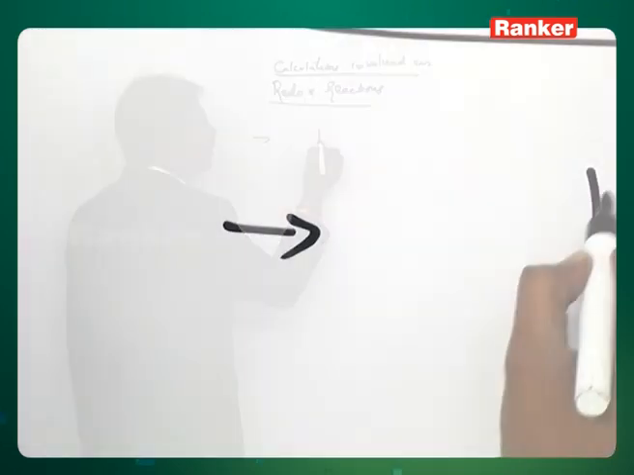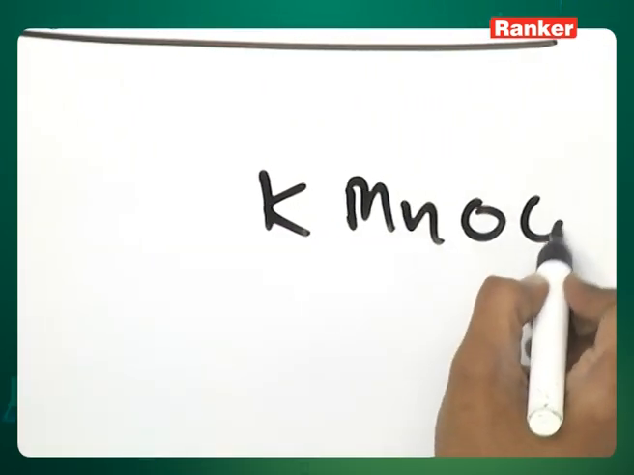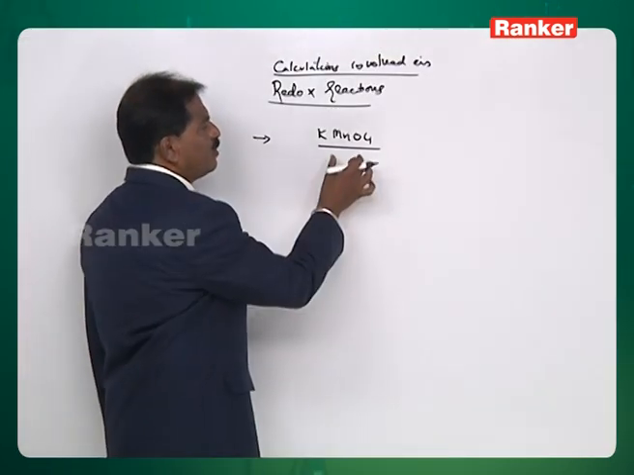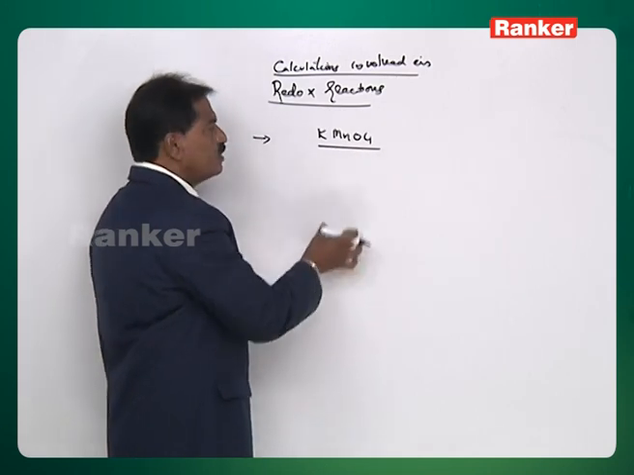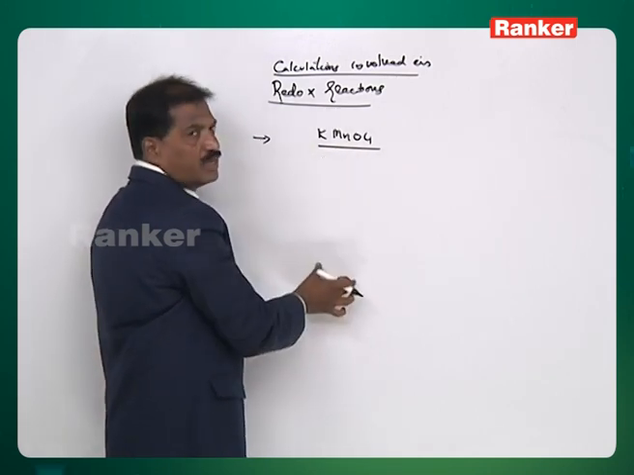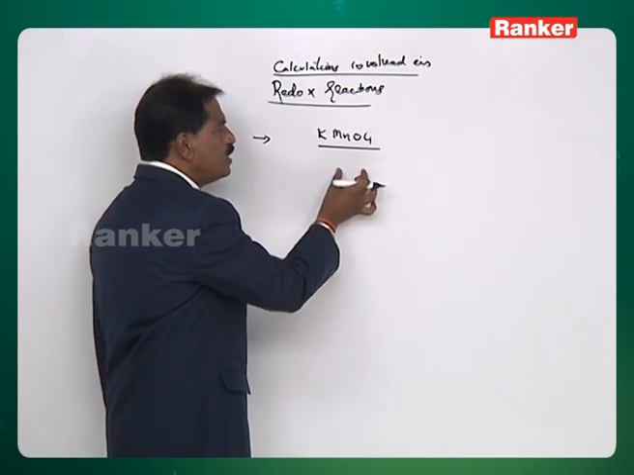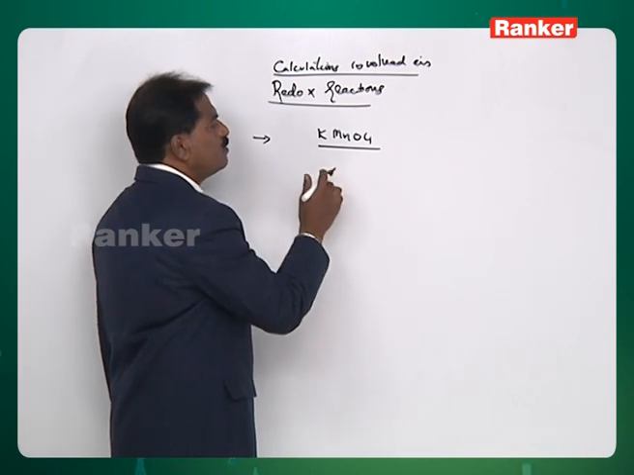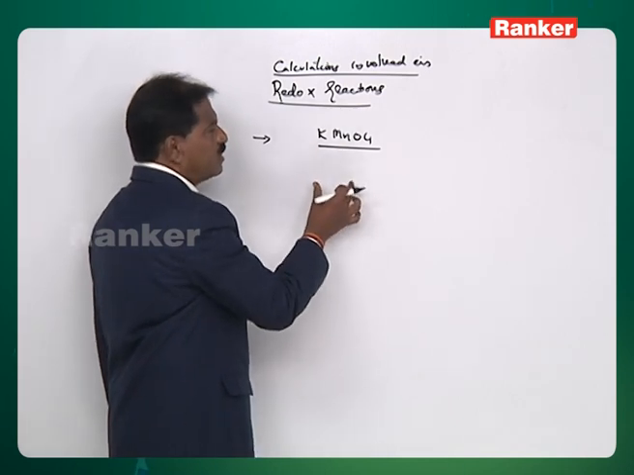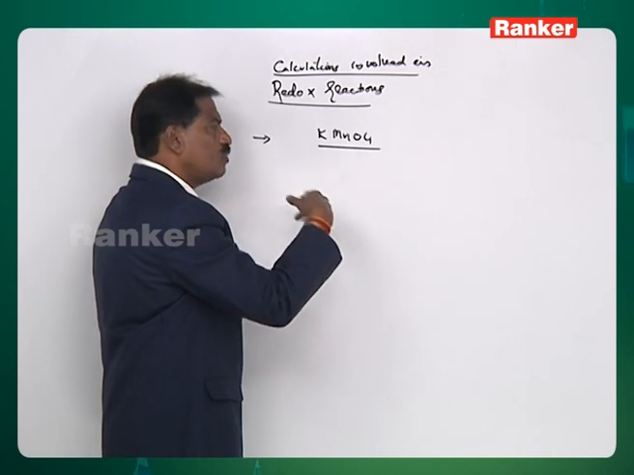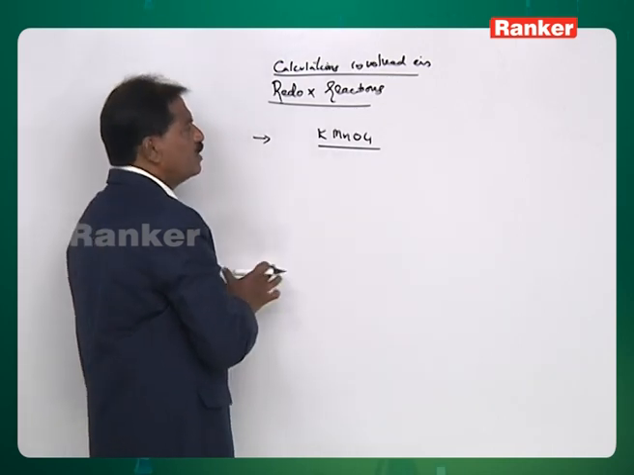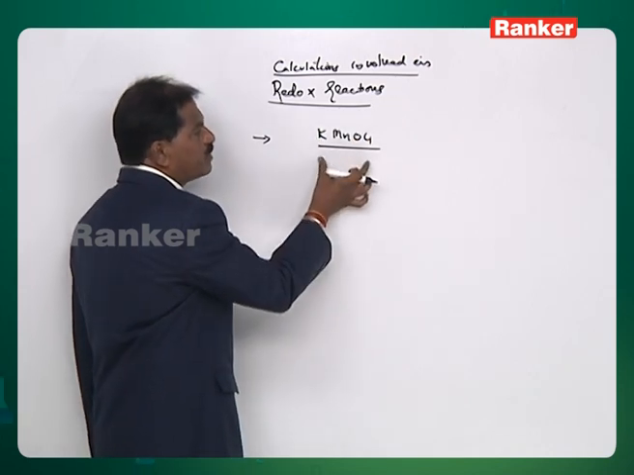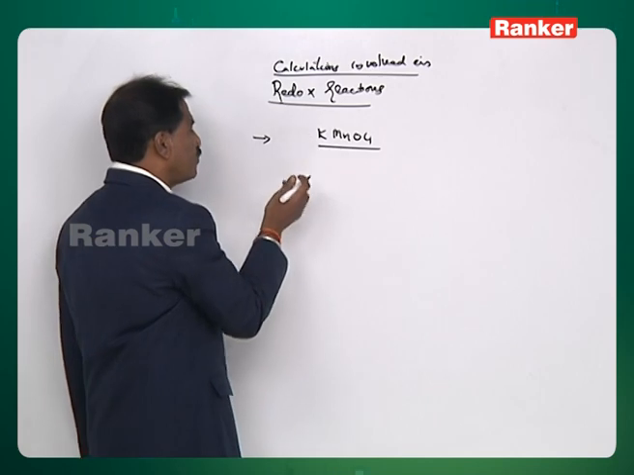For example, let us take KMnO4. When KMnO4 participates in reactions, it will always gain electrons. The actual number of electrons gained depends on the medium in which the reaction takes place. In acidic medium, it will gain a certain number of electrons; in alkaline medium, a different number; in neutral medium, a totally different number. Therefore, if we know the medium, we can identify the number of electrons gained by one molecule of KMnO4.